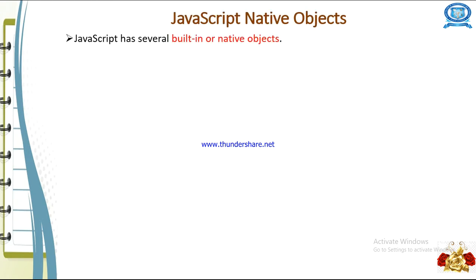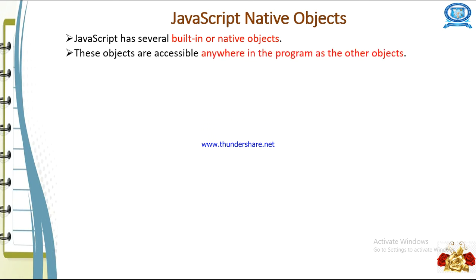So next, JavaScript native objects. JavaScript native objects is an object. JavaScript has several built-in or native objects. Generally, JavaScript has some built-in objects and some native objects also. So how are these objects accessible? Objects are accessible anywhere in the program, like other objects.